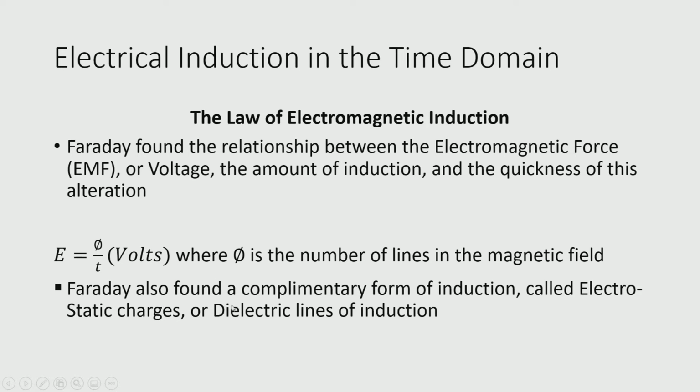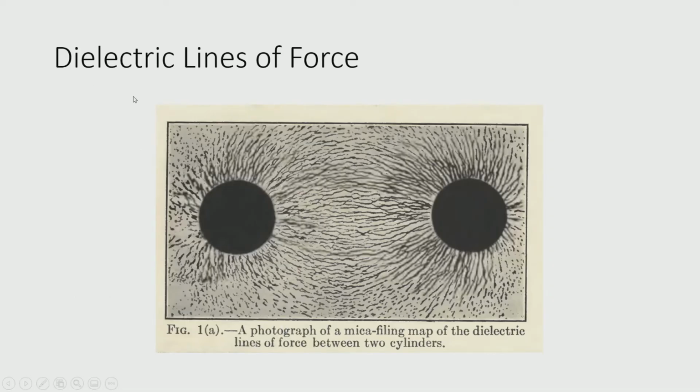And Faraday also found another complementary form of induction, where he named them his electrostatic charges, later renamed to dielectric lines of induction. So here you go. Here's how you visualize it. I was confused at first too about what this is. If you take electrical engineering, it's the electric field pretty much. They call it dielectric. This is referring to it as the dielectric field, but if you take an electromagnetics class, they refer to it as the electric field. That's going to be wrong, and we'll go into that later. Why you shouldn't refer to it as the electric field.